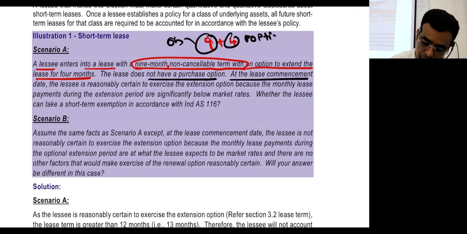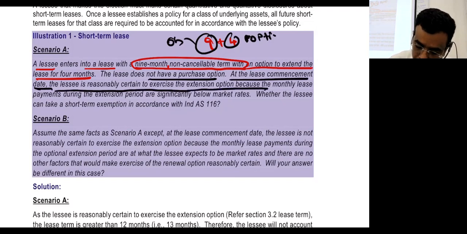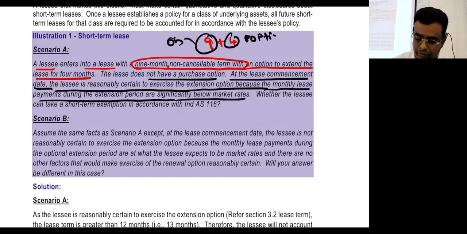At the lease commencement date, the lessee is reasonably certain to exercise the extension option because the monthly lease payments during the extension period are significantly below the market rate.